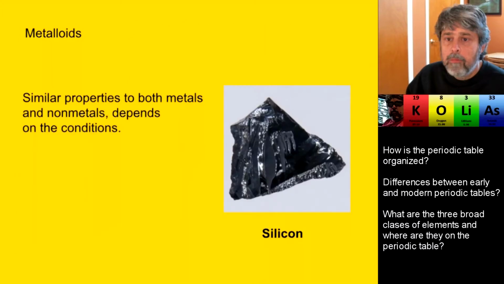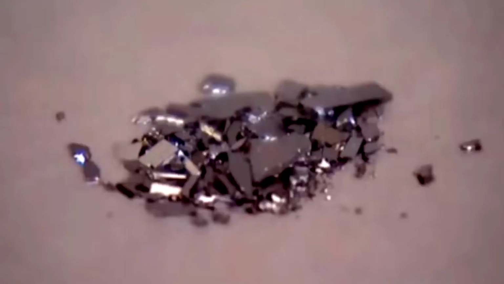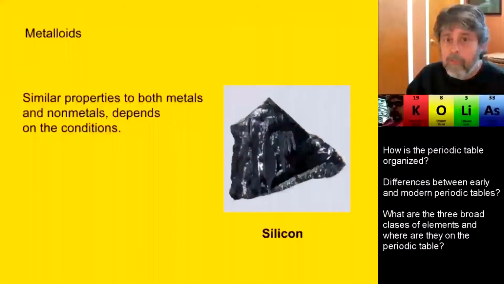And then we have the metalloids. The metalloids have similar properties to both metals and nonmetals depending on the conditions that the scientists want. One typical example is silicon, which is used in computers. That is the classic metalloid. Scientists can manipulate the properties to get what they want. They can make them insulating or they can make them conducting.